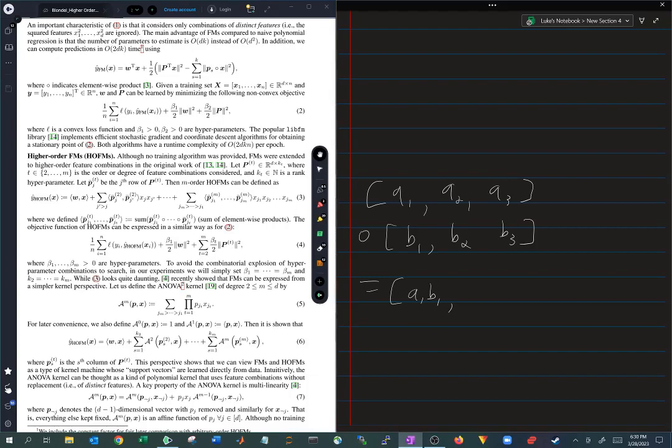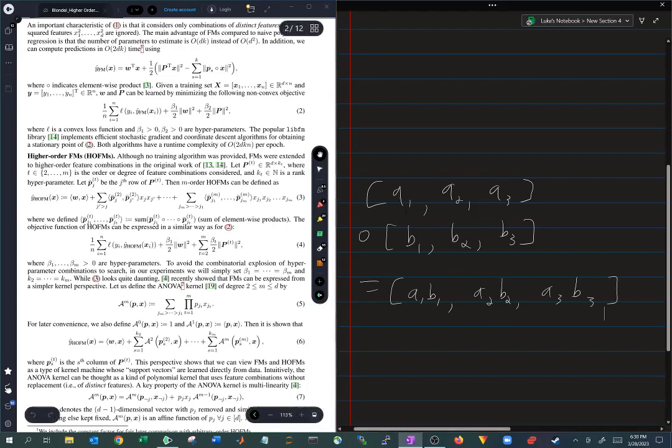Let me put commas here to make it more clear. A2, B2, A3, B3. All right, so we just go through each, so these vectors need to have the same size, and we just go through each coordinate and multiply the entries together. And then when we take the sum, we just sum all of these together.